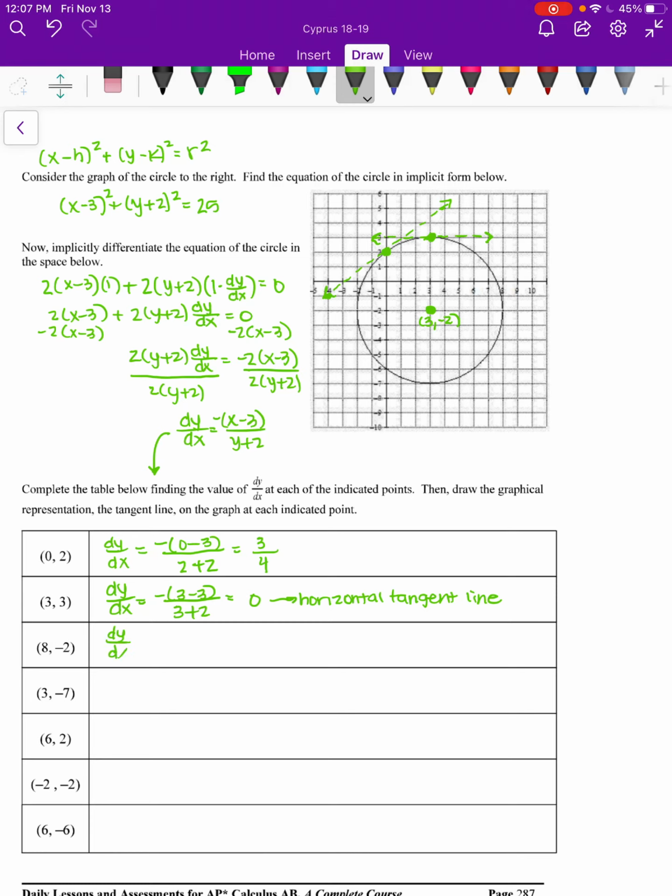Next, dy/dx equals negative (-8 - 3) over (-2 + 2), which gives us negative 5 over 0, which is undefined. And whenever we have an undefined derivative, that means we have a vertical tangent line.